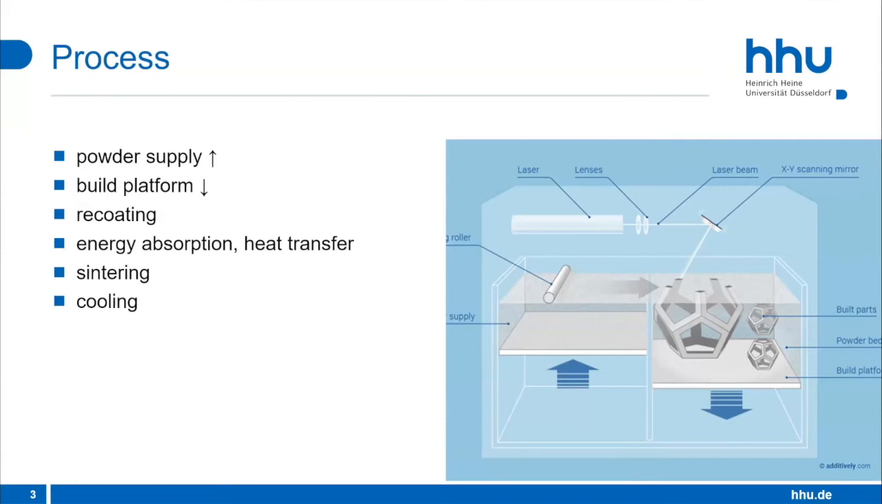Then we irradiate the powder bed with a laser, and then we have different processes that take place. First of all, we have an energy absorption where the laser energy is converted into heat energy. This heat is then transferred, and the sintering process itself takes place. And sintering in this context is understood as a surface melting process, which is leading to the formation of solid bridges. And after the sintering, the cooling takes place. And I will mostly talk about the recoating, energy absorption, and sintering mechanism.